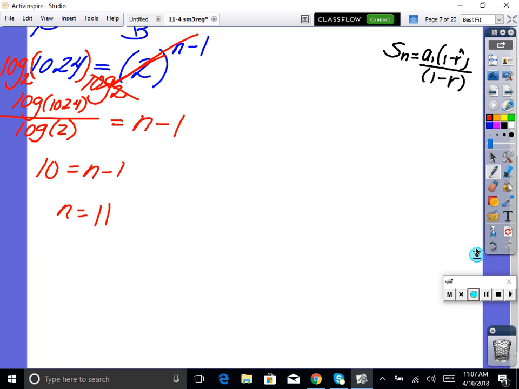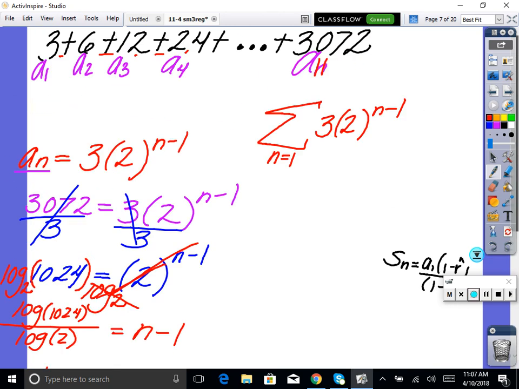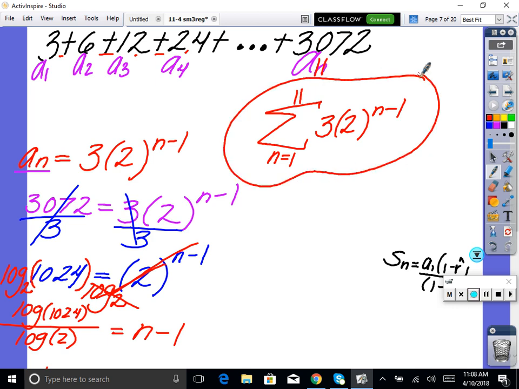Yeah, bigger in size. Okay, cool. Sweet. And then, so now we know we're summing up that many terms. Okay, cool.